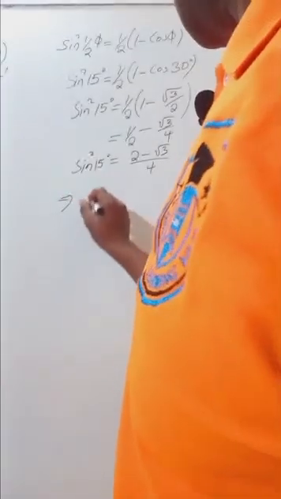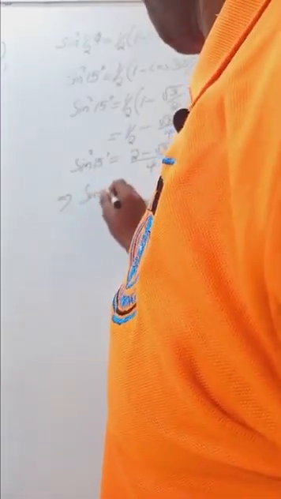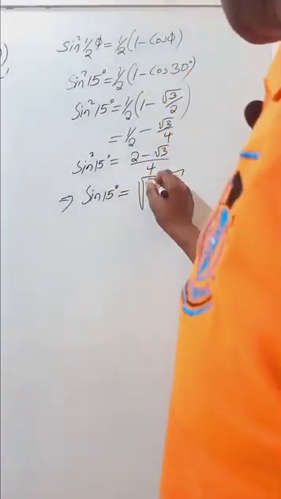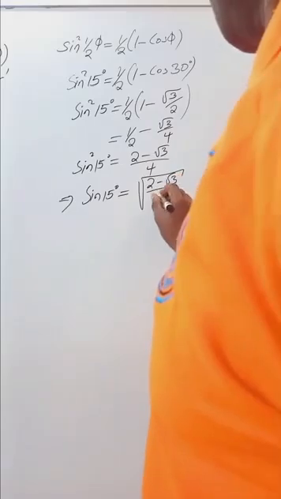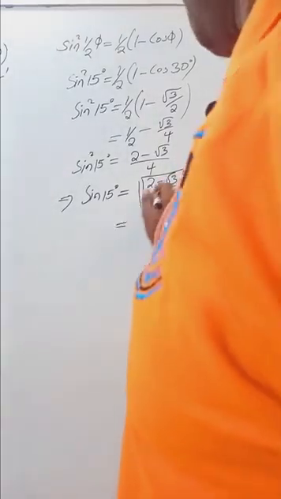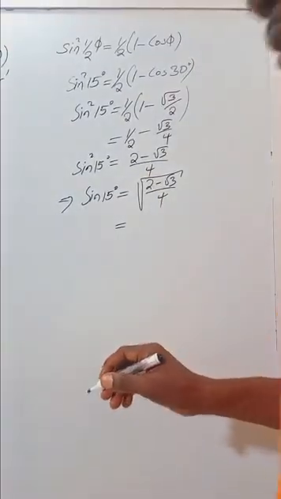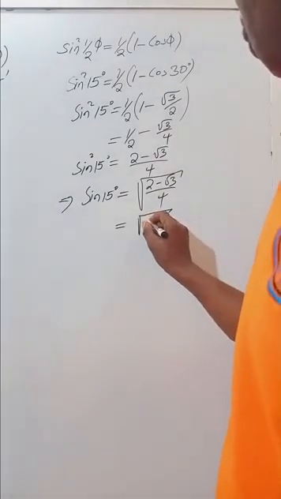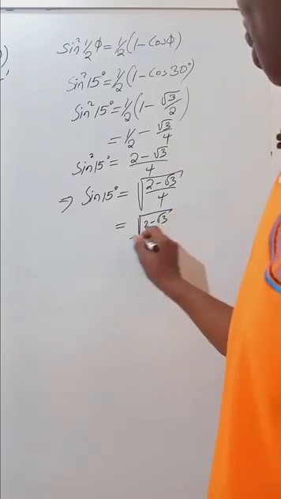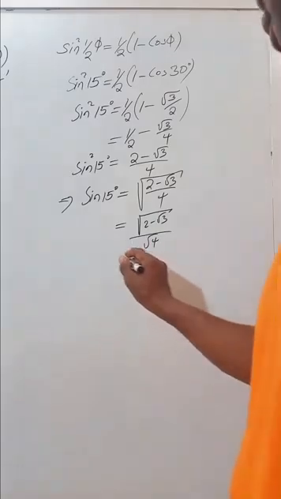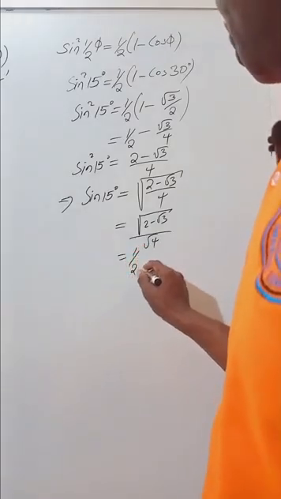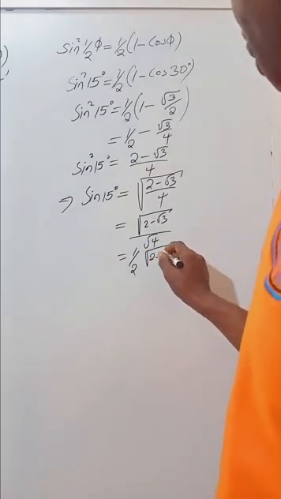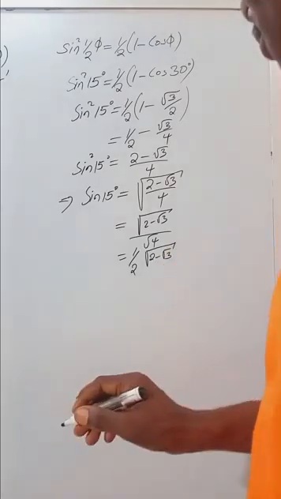So what does it tell us? That if you take sine 15 alone, we shall have to take the square root of the right hand side, which is 2 minus square root of 3 divided by 4. The numerator has got roots, so we can write this as square root of 2 minus root 3, divided by square root of 4, which gives us a half square root of 2 minus square root of 3.